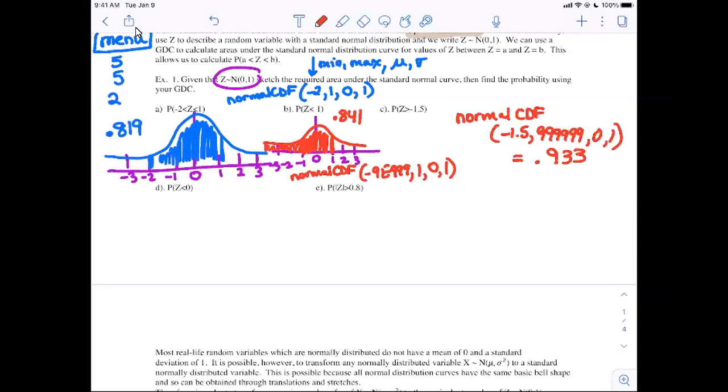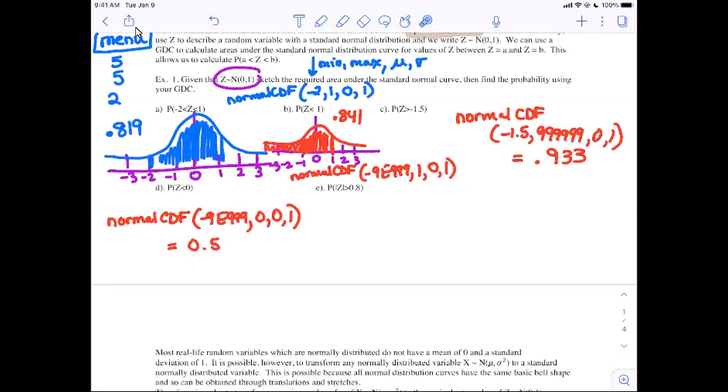So I would like you to write out what you're going to type in the calculator. That will help me to know what you know. So I have normal CDF. So I'm going to leave that number in. It's 0, 0, 1. And what did your calculator give you? It gave you 0.5. Now, why do you think it did?